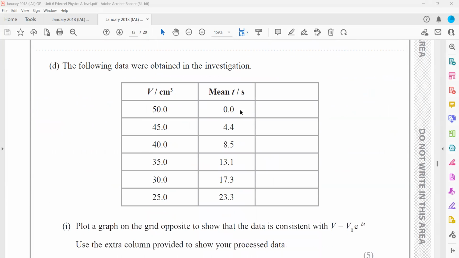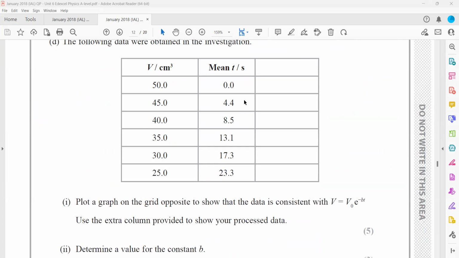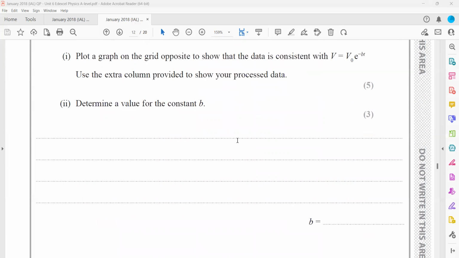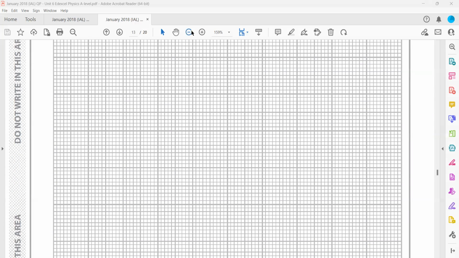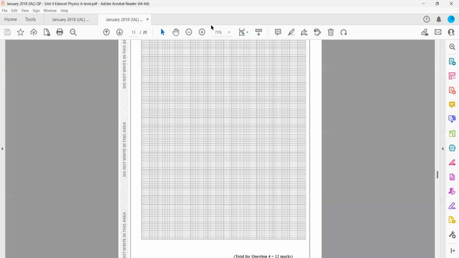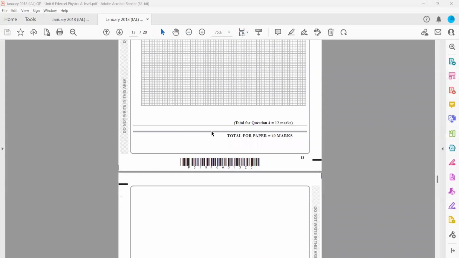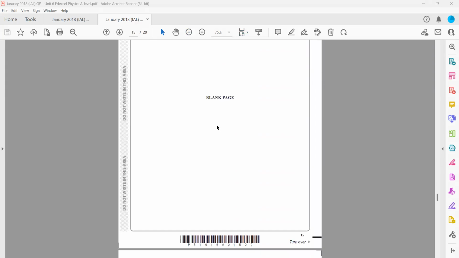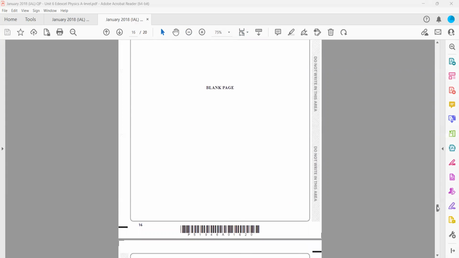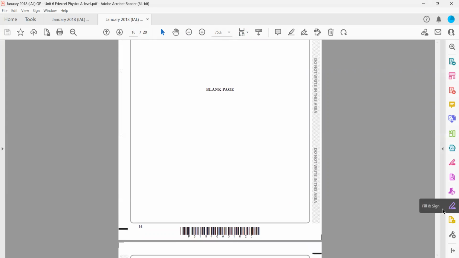The following data was obtained for this investigation. You just have to plot a graph, but before plotting, you should have ln V, and you will get the values. Then determine the value for b. The shape of the graph will be somewhat like this, and then you will find the gradient, and the negative of the gradient will be equal to b. So this was the last question from Jan 2018.